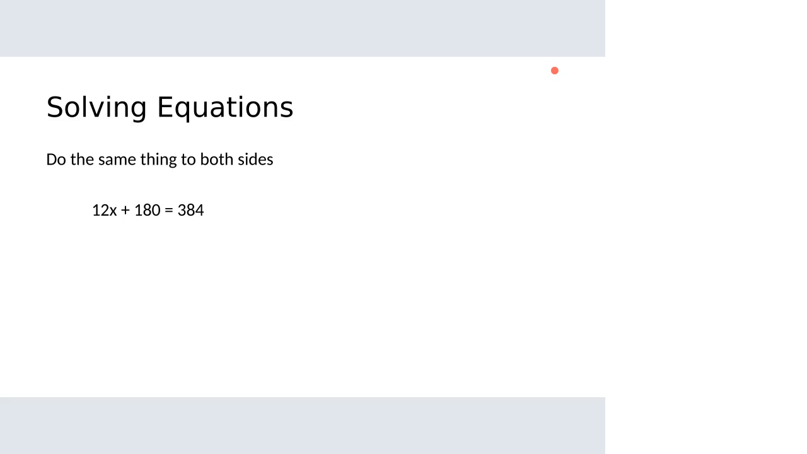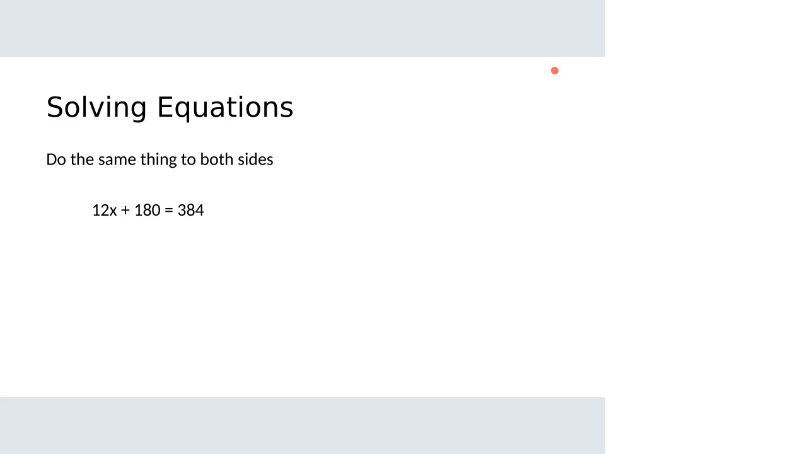Trial and error could work, but that could be clumsy and take a long time. So instead we use algebra. And when we're using algebra, we're trying to get this x by itself. So we want the term with x by itself. So when we look at that left-hand side of the equation there, we're going to peel that onion from the outside in. The first thing we're going to get rid of is the 180. Then we're going to get rid of the 12, and that's how we're going to leave the x by itself.